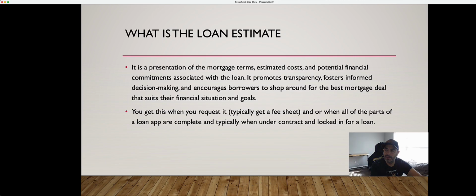And then you'll also get it when all of the parts and pieces of the loan app are completed. For example, you're under contract, you're looking to lock in a rate. Once the lender gets the contract and locks in a rate, at that point they will provide you with a loan estimate. It's a federal requirement. There's a certain amount of time, I want to say 3 days, that they have to provide it to you.